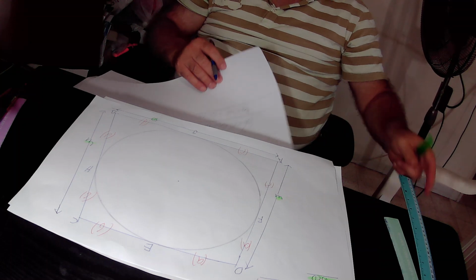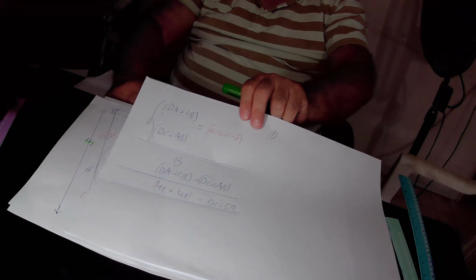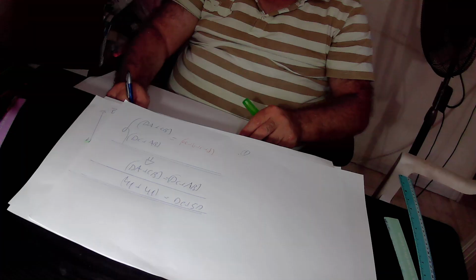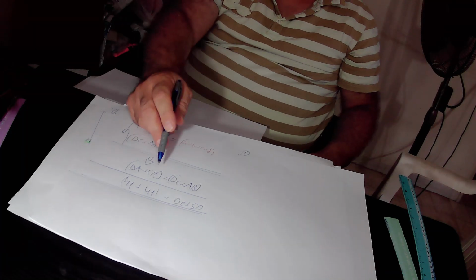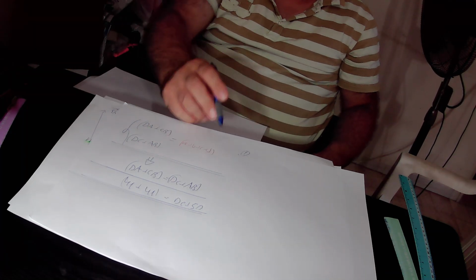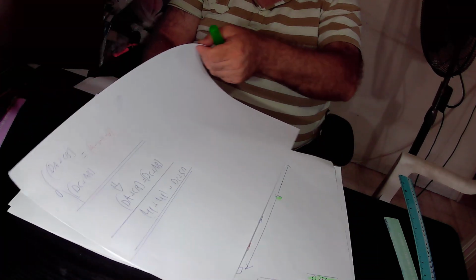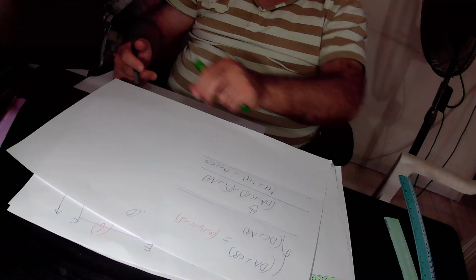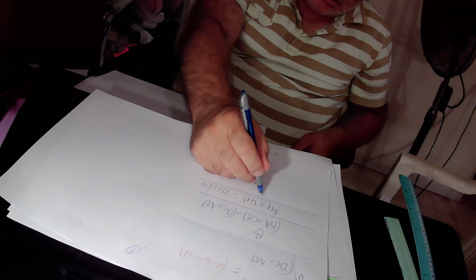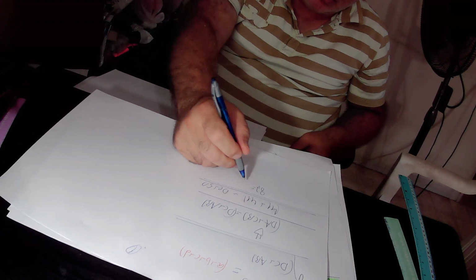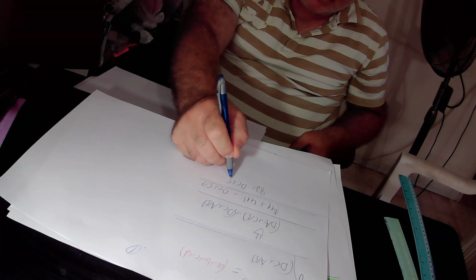So in total, we found out that 41 plus 41 equals DC plus 50. 41 plus 41 is 82. So 82 equals DC plus 50.